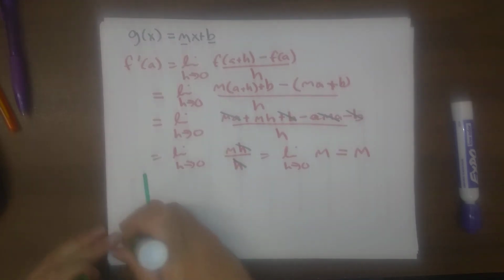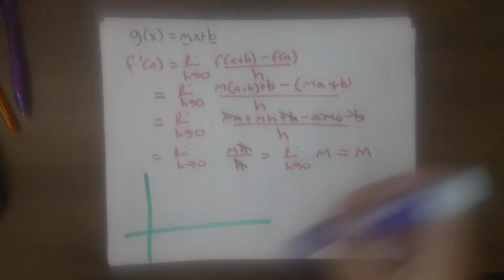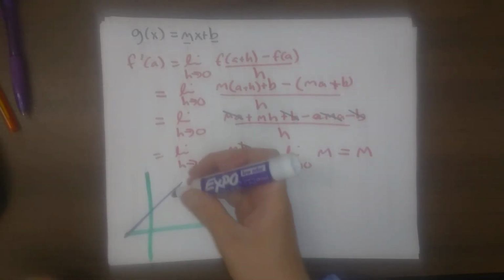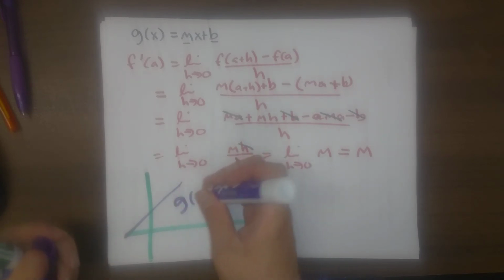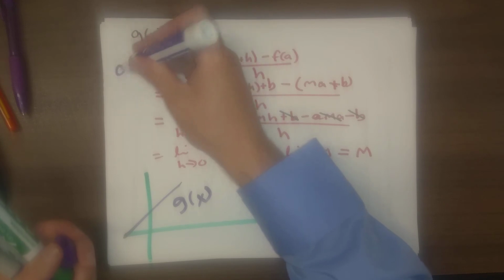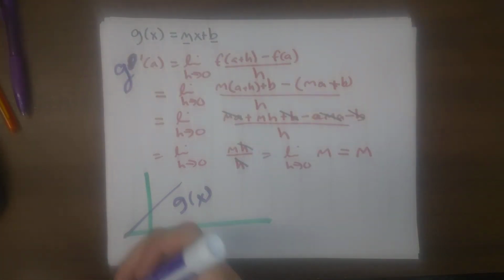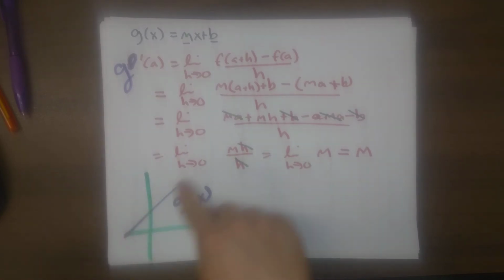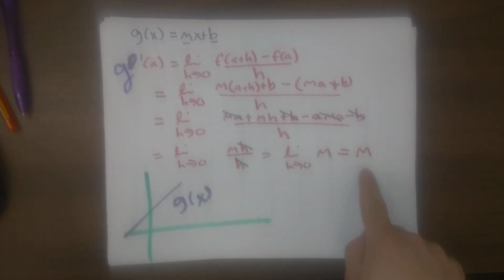And so once again, this matches what we think of for our g of x. Oops, what's the mistake I made here? Way back there, g prime of a is what we were doing. And so this line has slope m, and accordingly the slope of the tangent line is m. And so that checks out with what we think should be going on here.